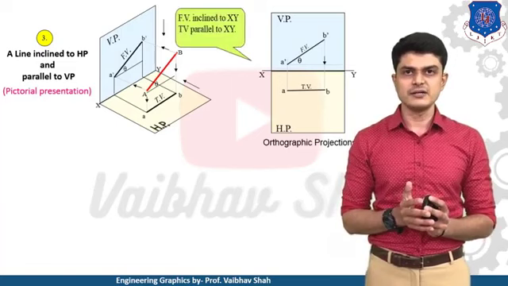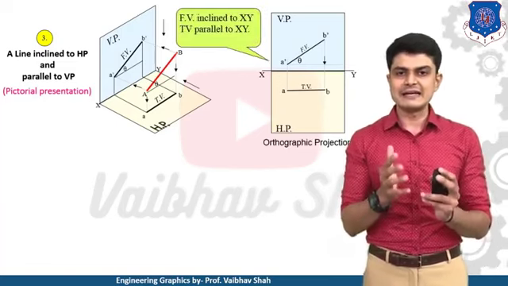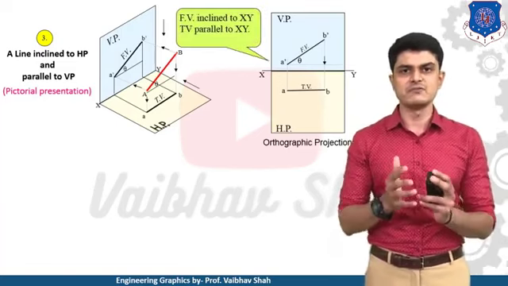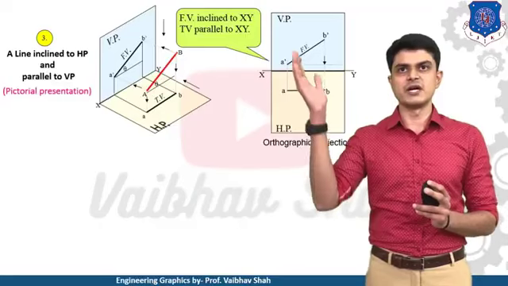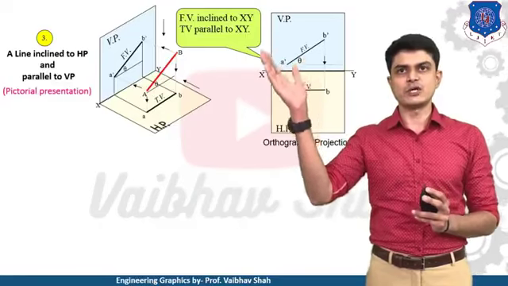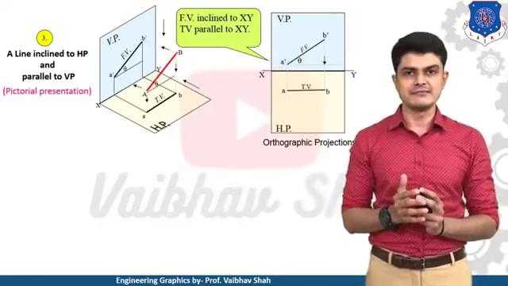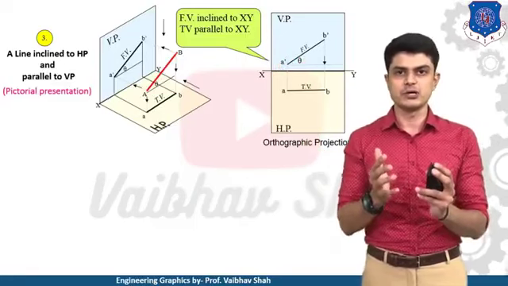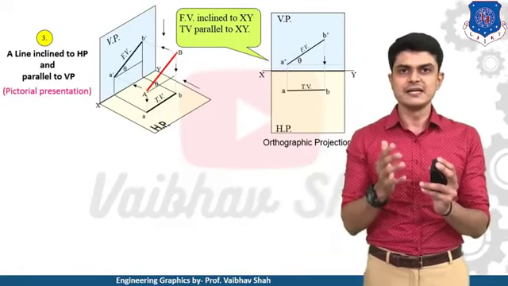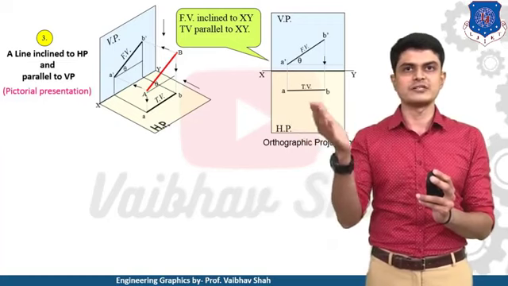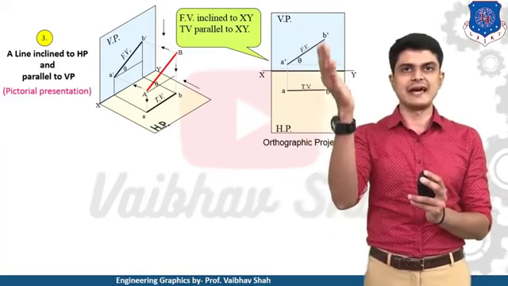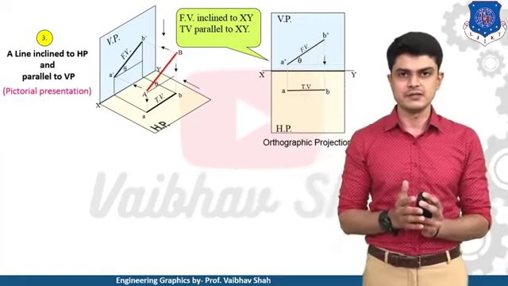So what is the conclusion here? Whenever your line is inclined to HP but parallel to VP, your answers would be: front view inclined to the XY line, and top view parallel to your XY line, and it would be of a shorter length because your line is inclined to your HP. That means your top view would be of shorter length, as you can see. This is the actual length of your line and this is a shorter length of the line.